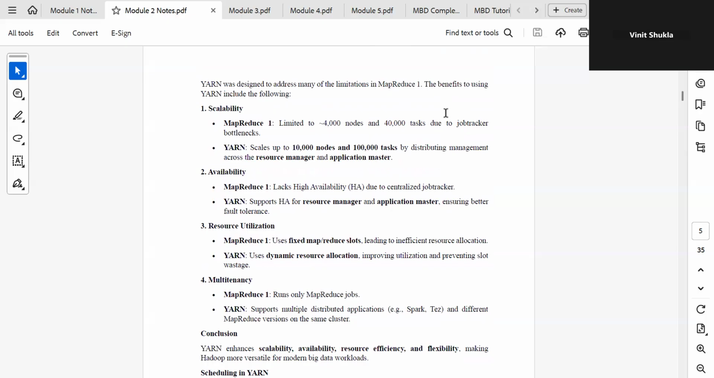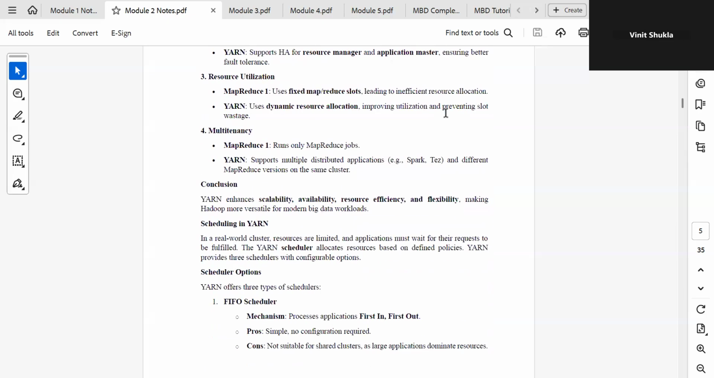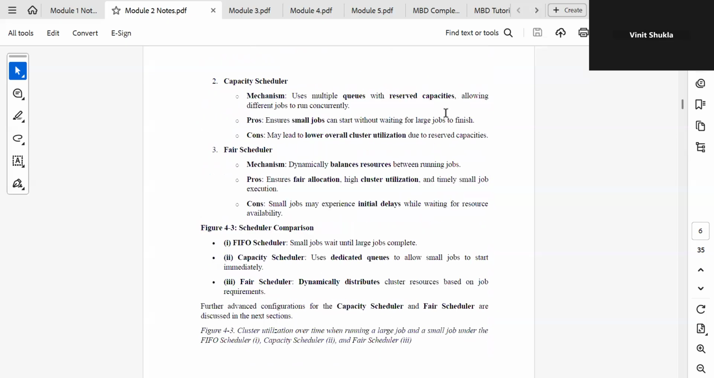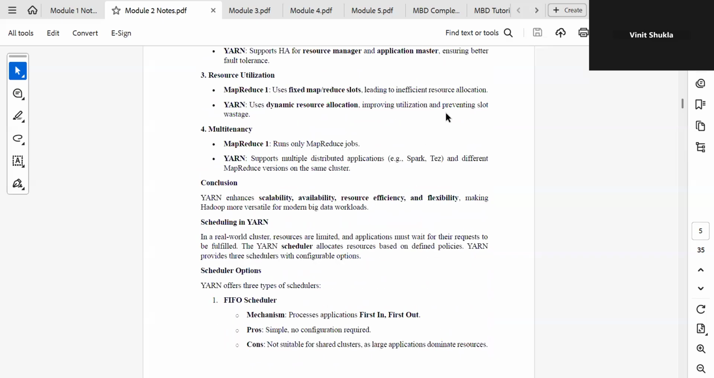YARN was designed to address many of the limitations of MapReduce 1. The benefits of YARN are scalability, availability, resource utilization and multi-tenancy. In conclusion, I can say that YARN enhances scalability, availability, resource efficiency and flexibility, making Hadoop more versatile for modern big data workloads.